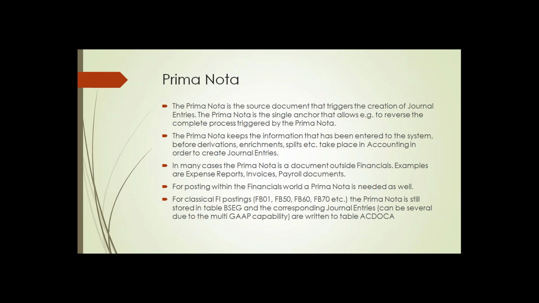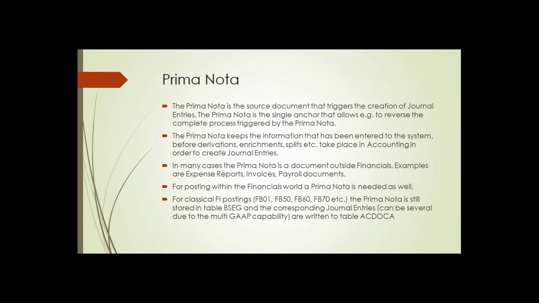So similar to this case, in asset accounting also, whenever I post any transaction, the system will generate one document in asset accounting and one document in general ledger accounting. If I go and try to reverse this general ledger accounting document, it will show me an error. It will say, please reverse the source document first. And this source document in SAP is called prima nota, right?